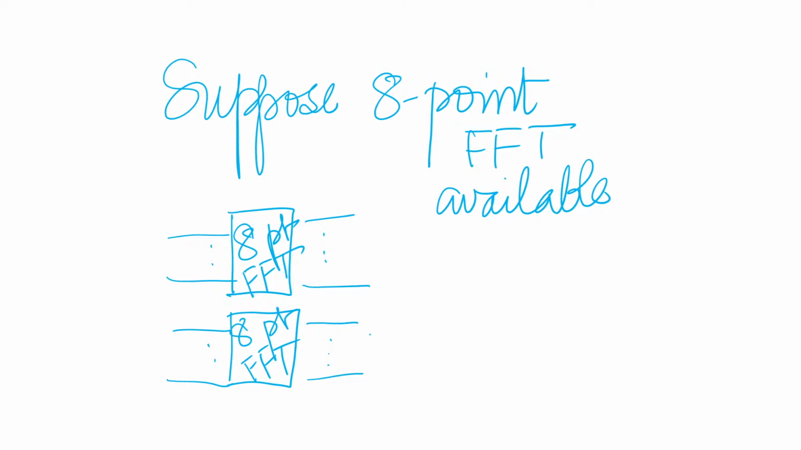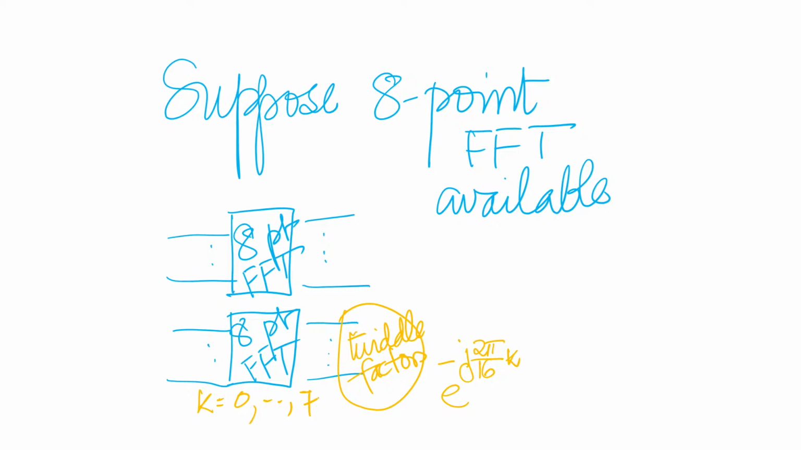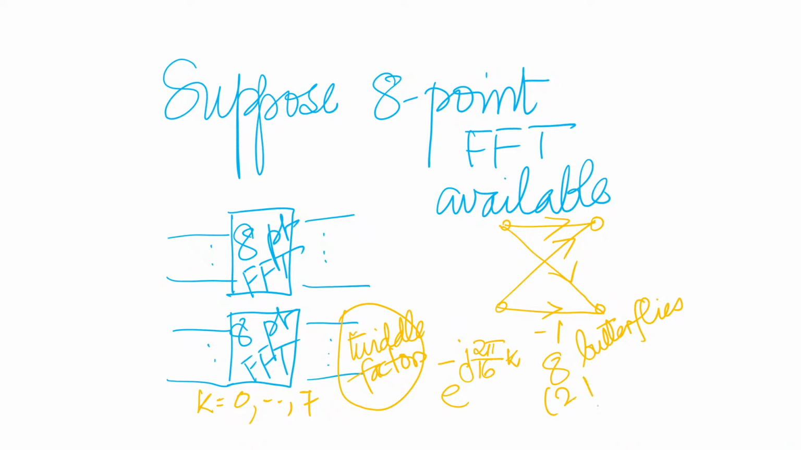Now here you put the twiddle factors. On the lower branch you put the twiddle factors of the form e raised to the power minus j 2 pi by 16 times k, k going from 0 to 7. And then you use essentially what are 2-point DFTs from the corresponding points here. So we put 8 butterflies here, which are essentially 2-point DFTs.